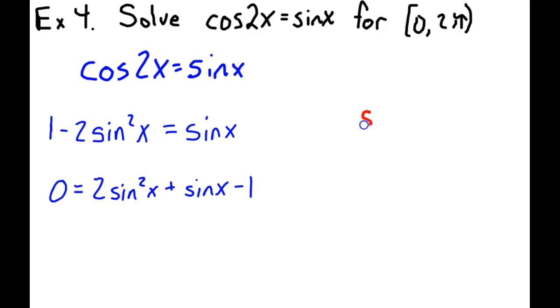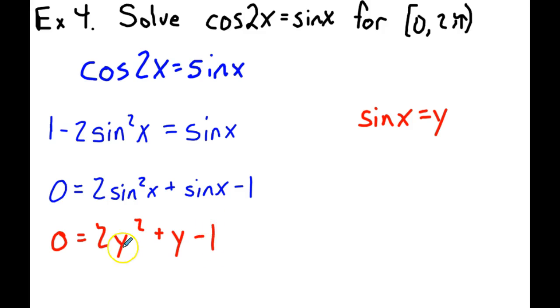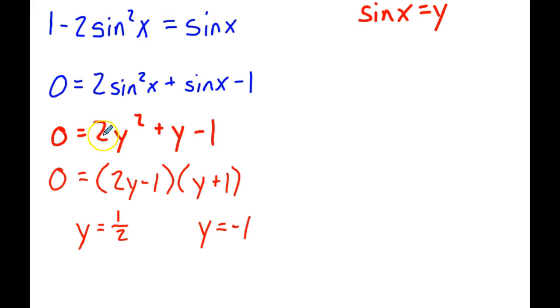So we can set sine of x equal to y and rewrite this expression so that it looks like something we've factored in the past. So now this would be 0 equal to 2y squared plus y minus 1. Now we want to factor this quadratic. So if we try to factor 2y squared plus y minus 1, that breaks down into 2y minus 1 times the quantity of y plus 1.